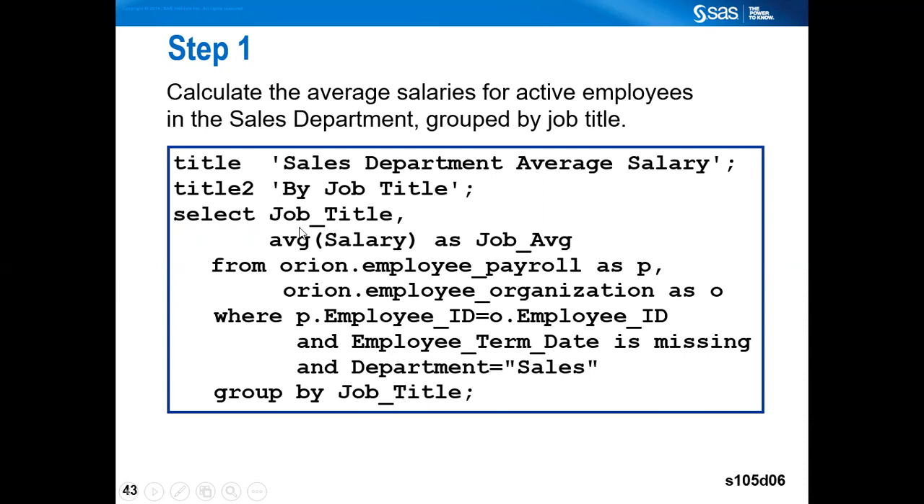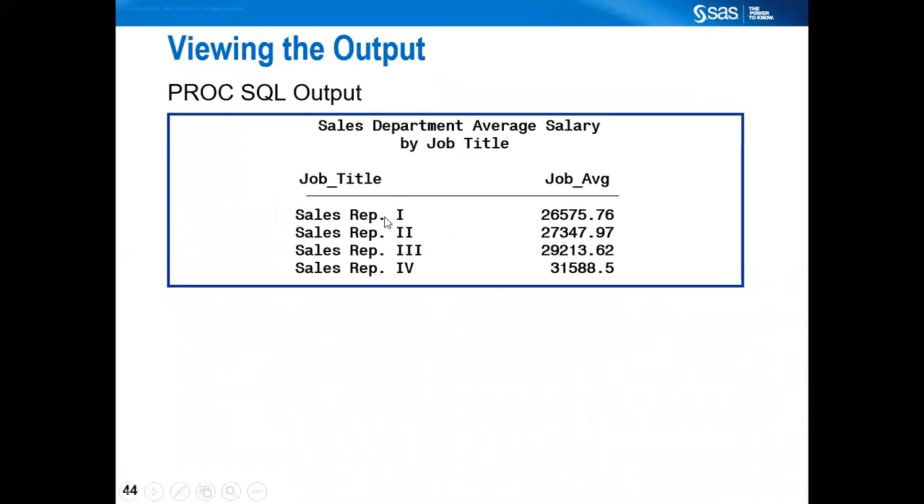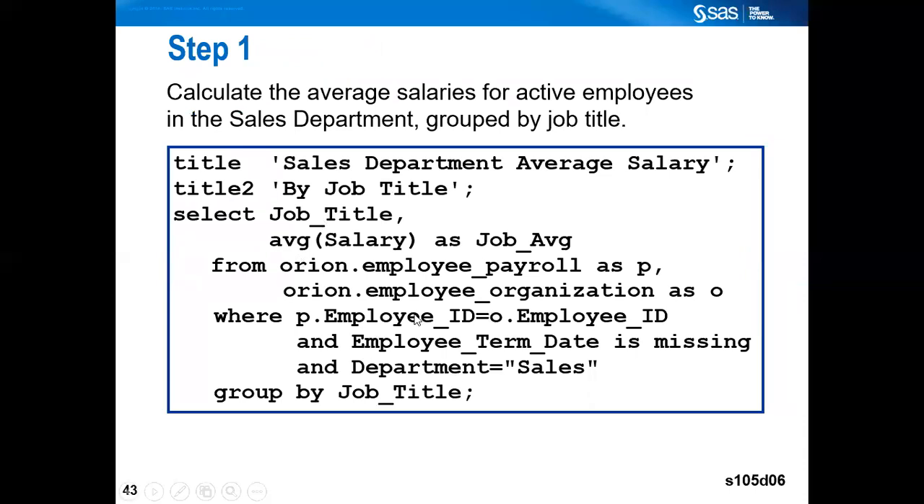So what we are going to get as the output is job title and its average salary. So this is what you get in the report. So only for the sales department, these are the job titles and these are their overall average salaries. All right, so this is the first step. Fine, I hope this code is clear.